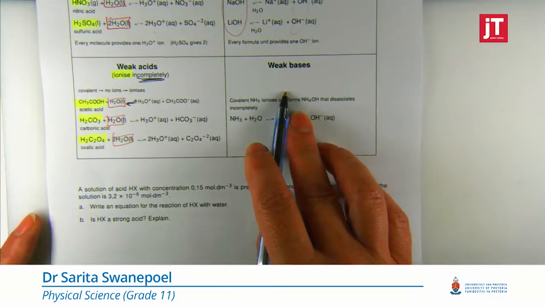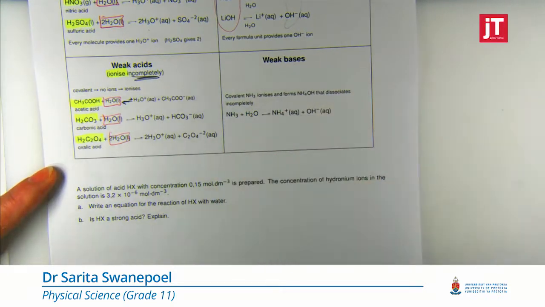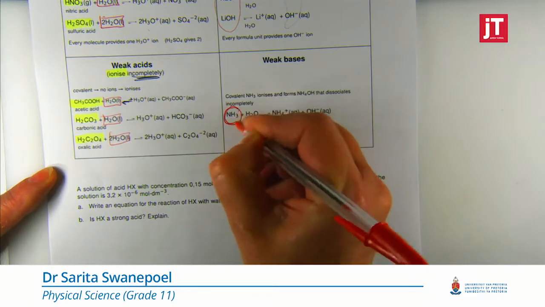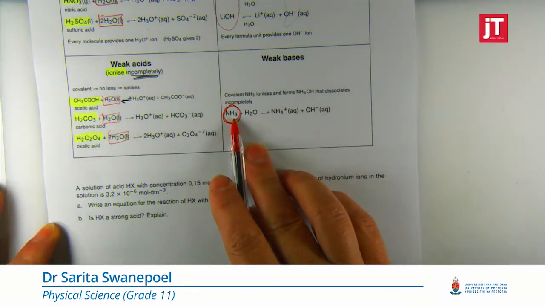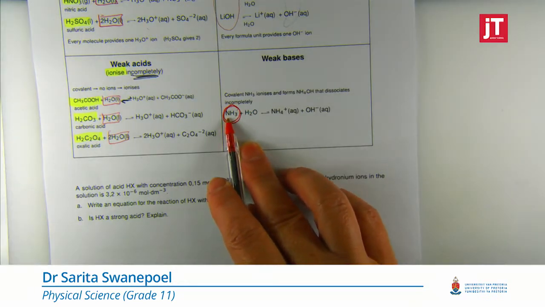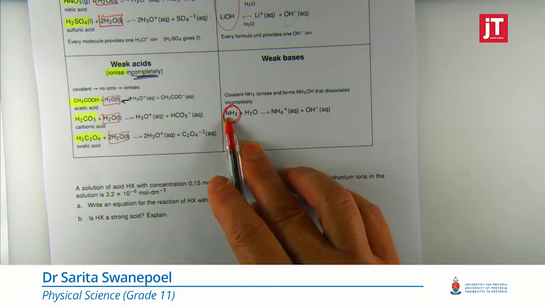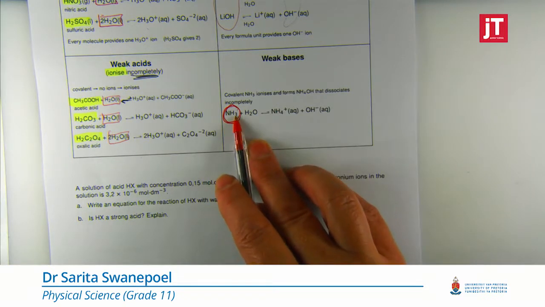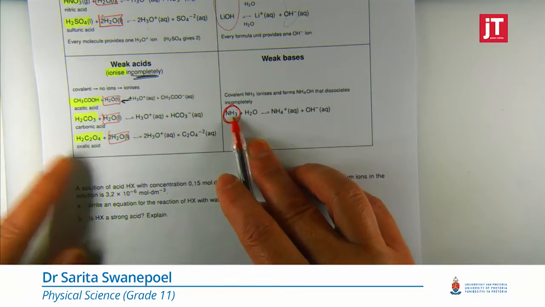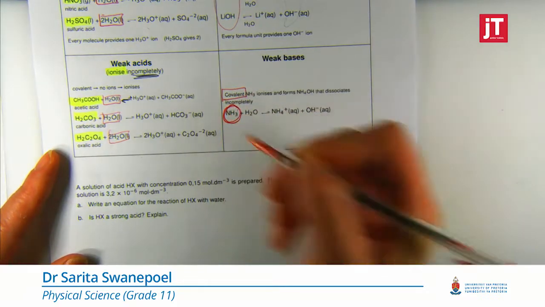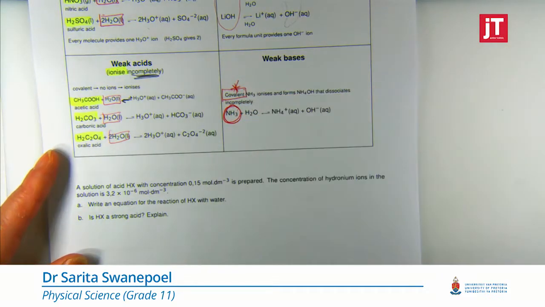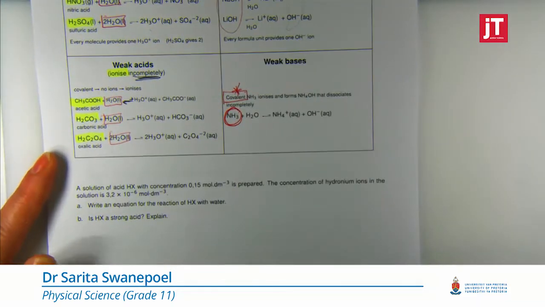Weak base. Now, here is one. Whenever you see ammonia, there must be bells and whistles going on, because ammonia is always different from all the others. Can you see it doesn't have an OH, right? What do you know about nitrogen? Is nitrogen a metal or a non-metal? It's a non-metal. Hydrogen? Non-metal. So this is the only base on your table that is covalent. Right. It is the only base that is covalent, or from the ones that you have to learn.